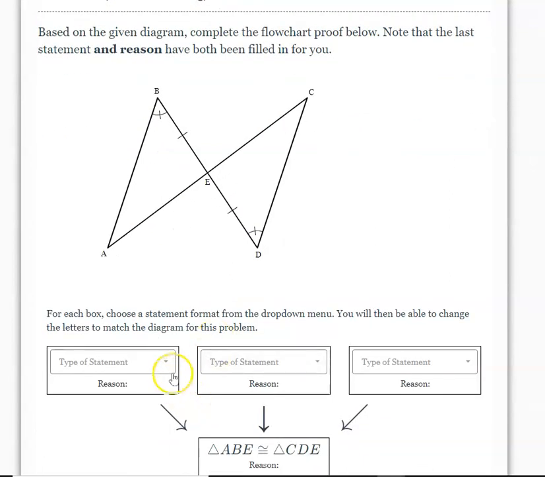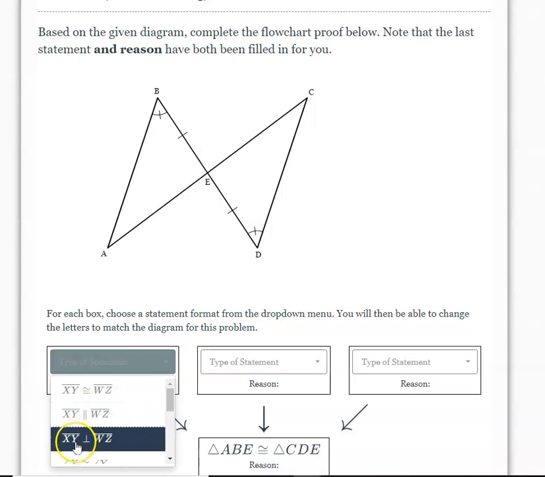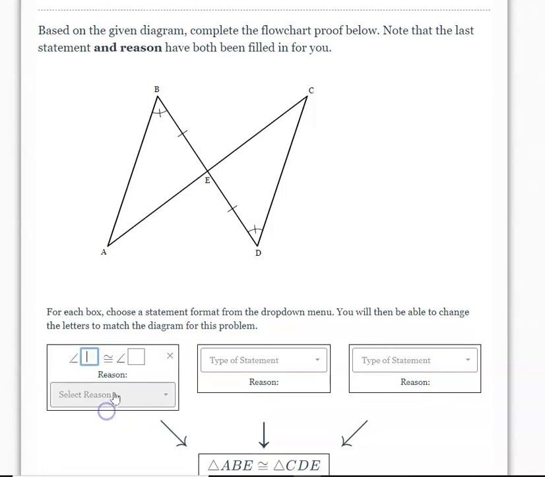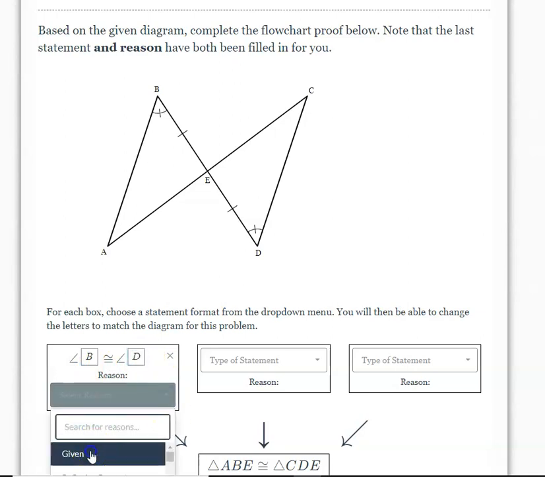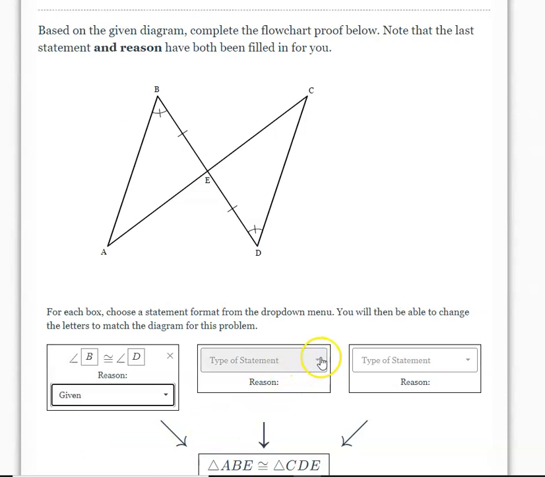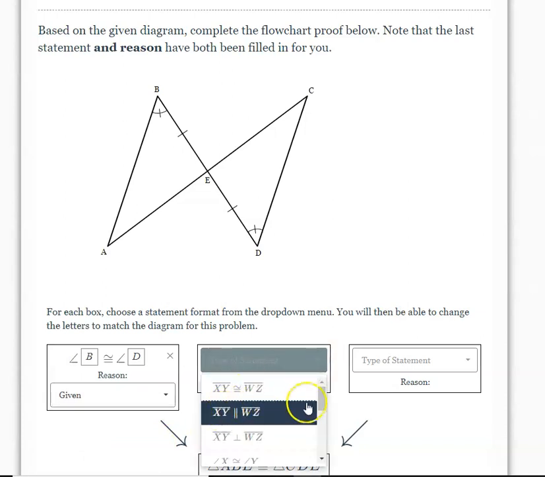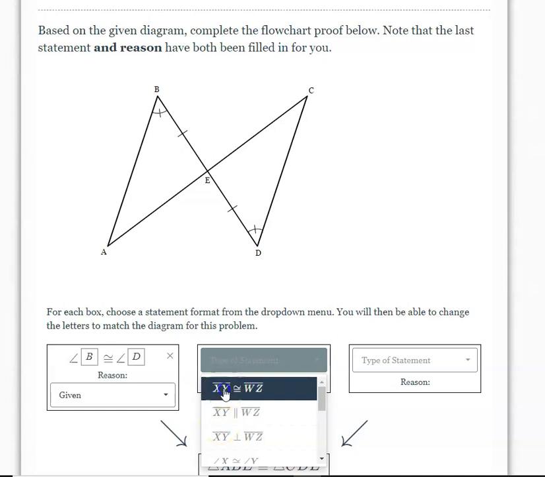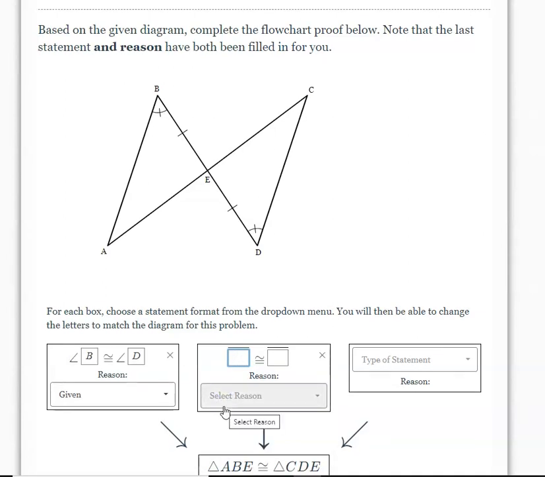So we were given, I'm doing angles now, we are given that angle B and angle D are congruent. That's given to us. We are given, doing segments next, that BE and ED are congruent.